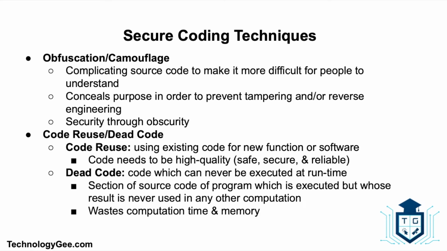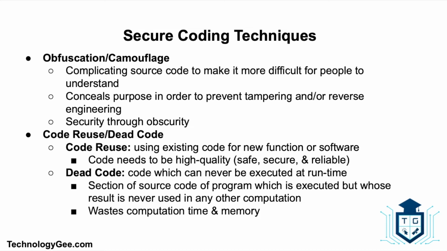Next, we have obfuscation and camouflage, and this is the complicating of source code to make it more difficult for people to understand. Code is obfuscated to conceal its purpose in order to prevent tampering and/or reverse engineering, and this is an example of security through obscurity.